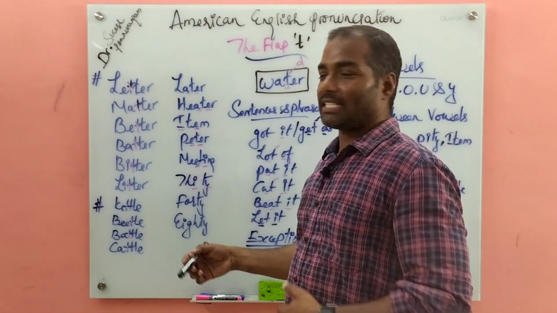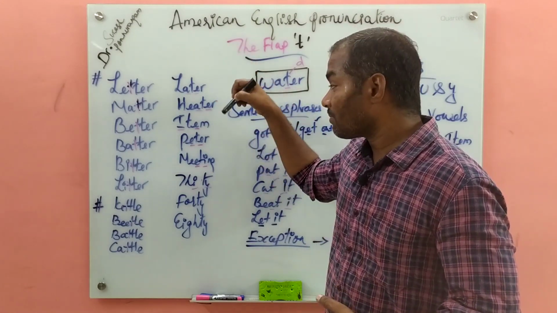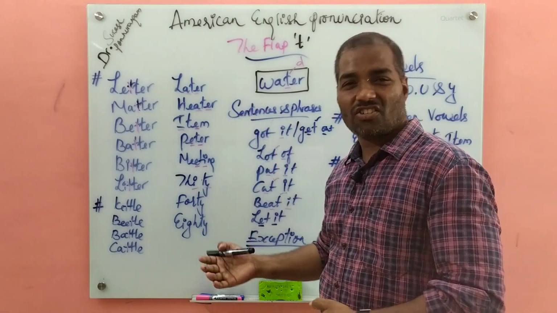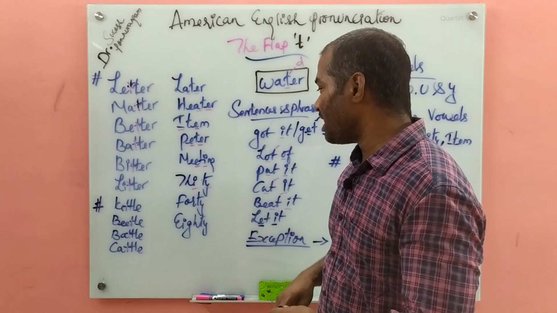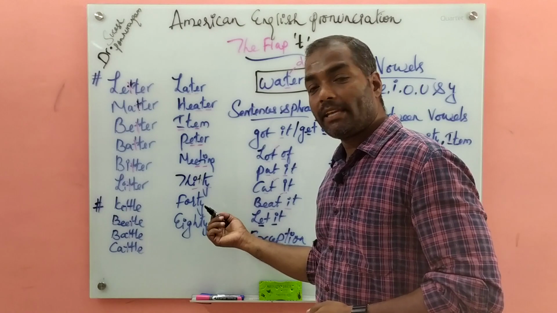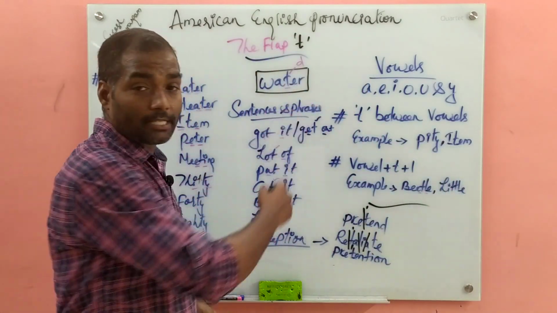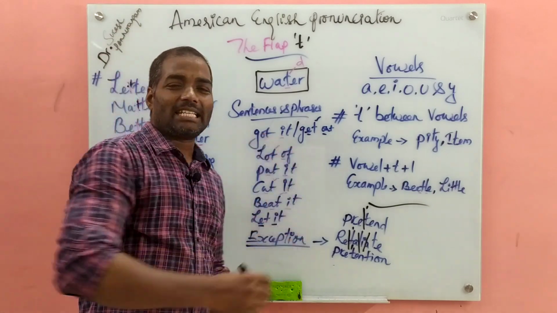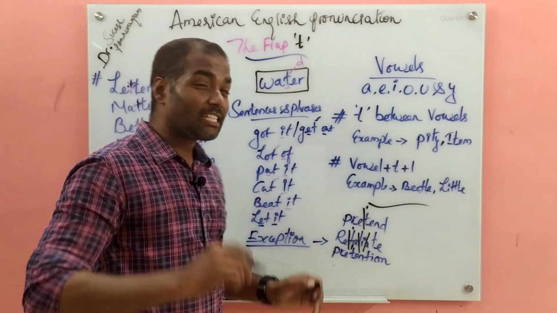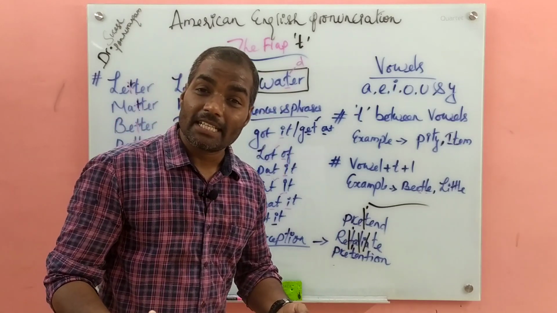And then some other examples like "later," "heater," "item," "Peter," "meeting," "cutting," another example, and "thirty," "forty," "eighty." And some other examples like some of the sentences and phrases: "got it," "get it," "lot of," "put it," "cut it," "beat it," "let it."